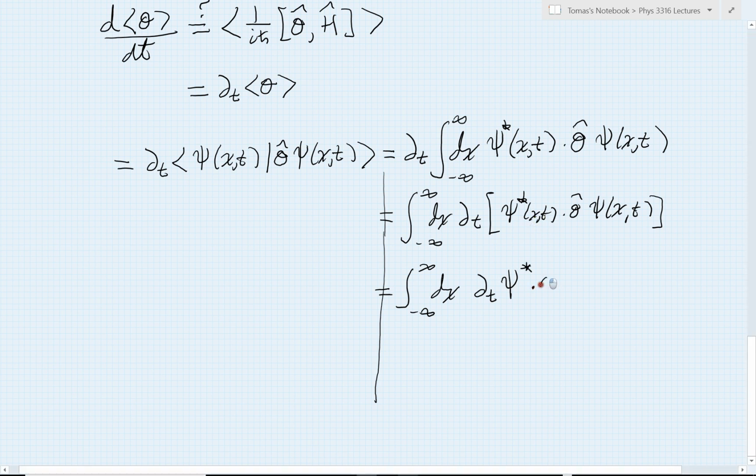And then times, of course, the rest of the product, which is O acting on psi of x and t. So there's going to be two terms, actually. Plus then the first term, psi star, times then the time derivative of the second term, which is the result of O acting on psi of x and time t. Okay, and then I have a closed bracket.